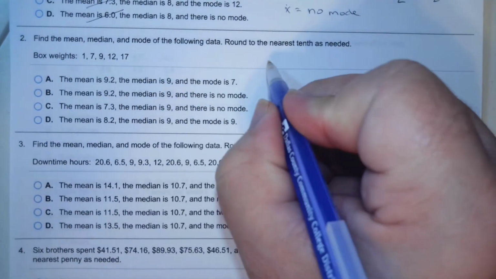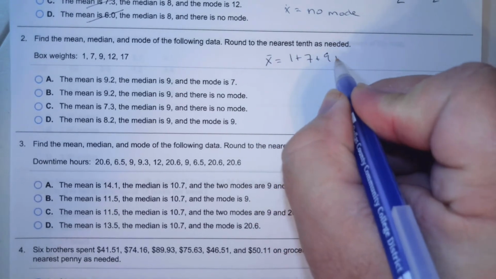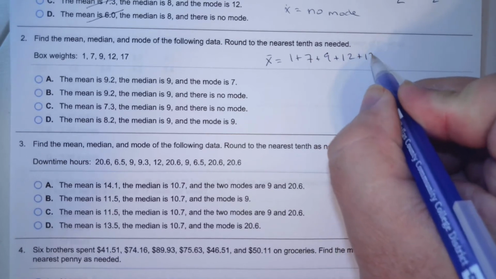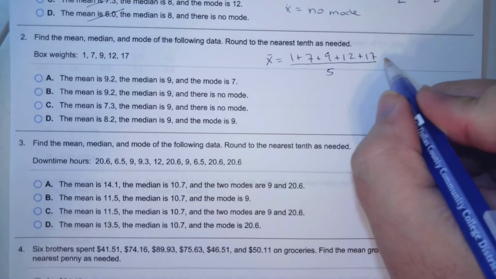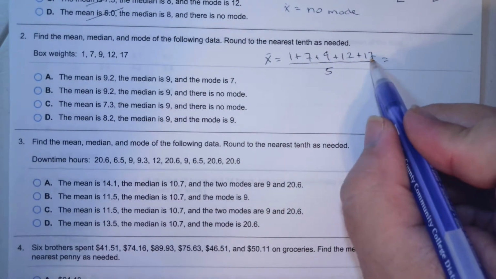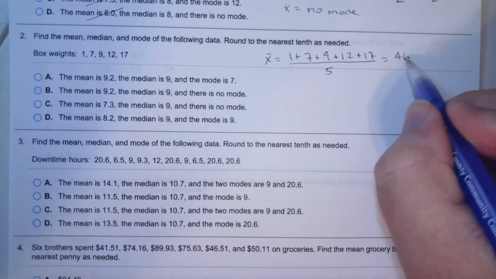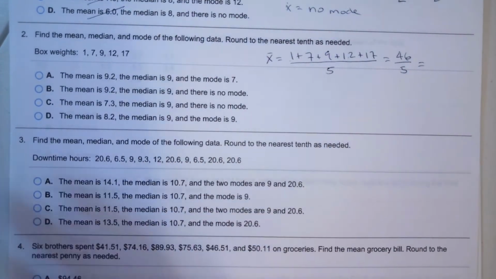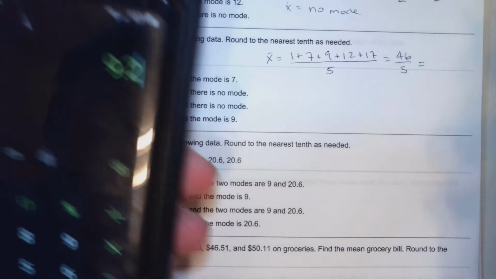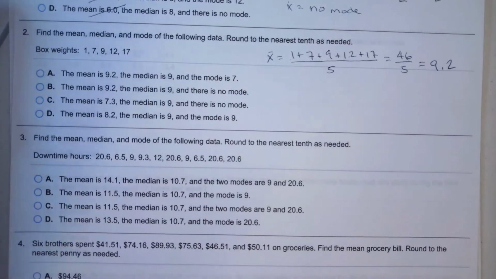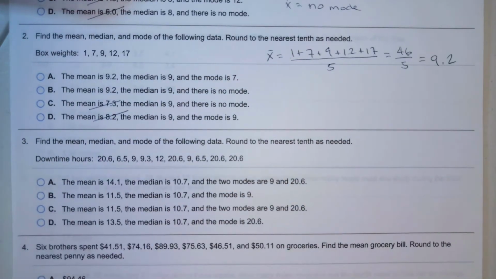It's in increasing order, so we find the mean by adding the numbers. 1 plus 7 plus 9 plus 12 plus 17, and divide by 5, since we have 5 numbers. 12 plus 17 is 29, 30, 39, 46, divided by 5 numbers. So we have 46 divided by 5, we get 9.2. So this one's off, so they can't be right.